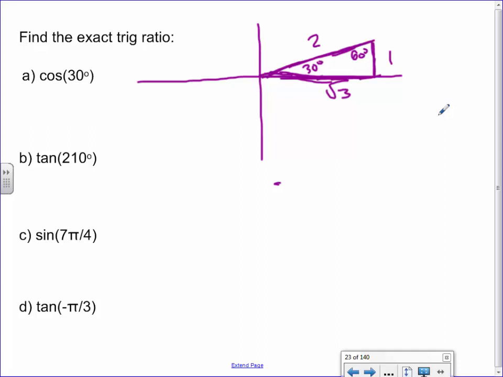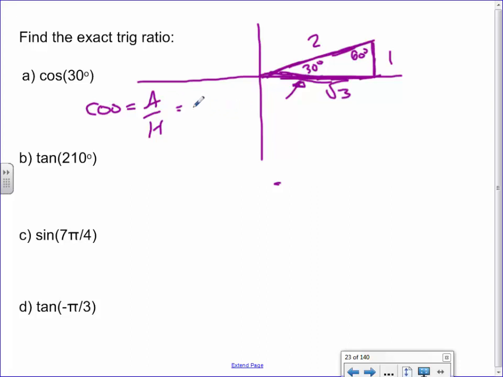Okay, well, let's talk for a second about what cosine means. You guys learned in previous trig courses SOHCAHTOA, right? Sine is opposite over hypotenuse. Cosine is adjacent over hypotenuse. So cosine is supposed to be adjacent over hypotenuse. If this is the angle we're talking about right here, this 30 degrees, which side is the adjacent side on that triangle?